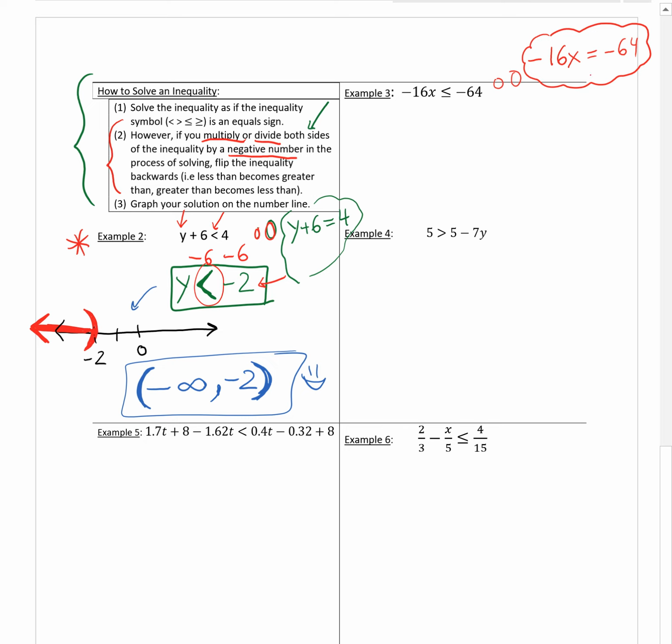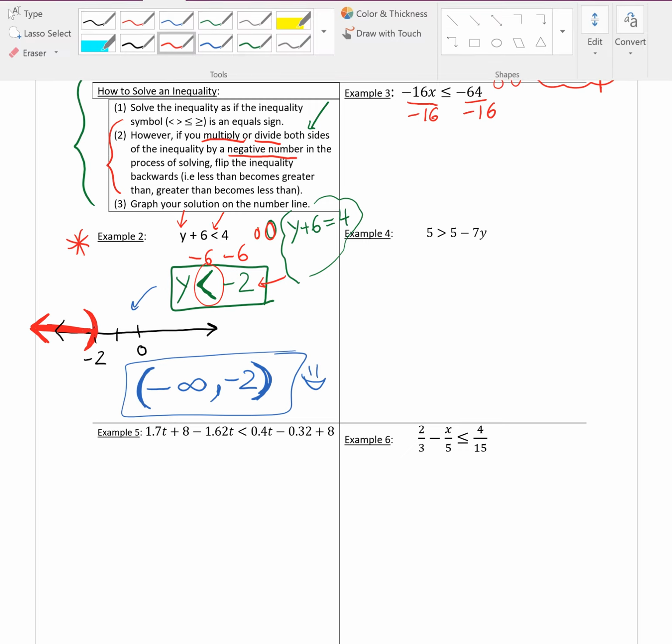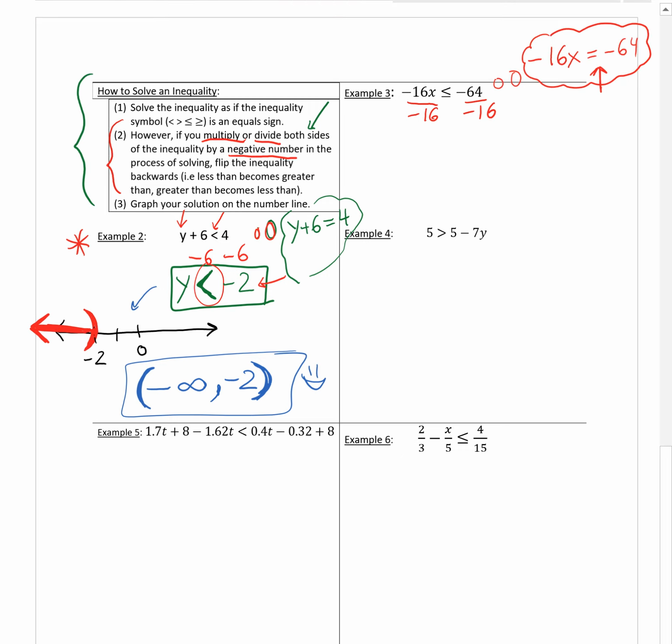And if you think about it, if you're solving this equation, how would you solve it? Well, since it's negative 16 times x, you'd have to divide by negative 16. And look at that, we did exactly what they described in step 2. If you divide or multiply by a negative number, which we are doing, I got to flip the inequality backwards.